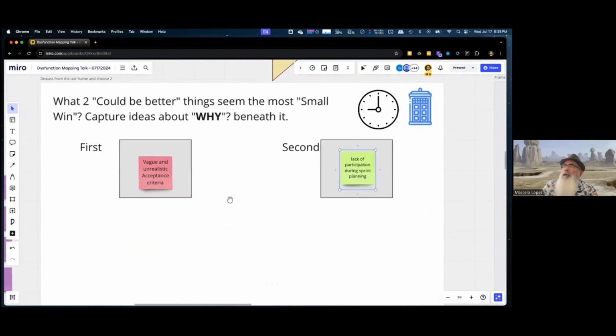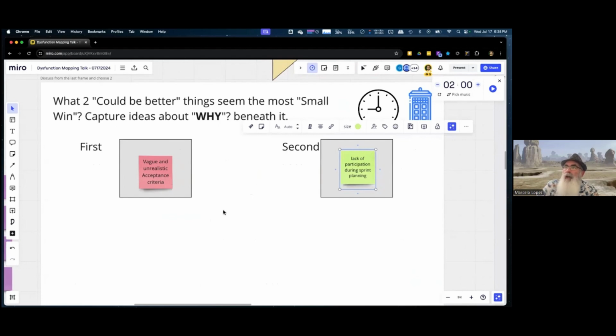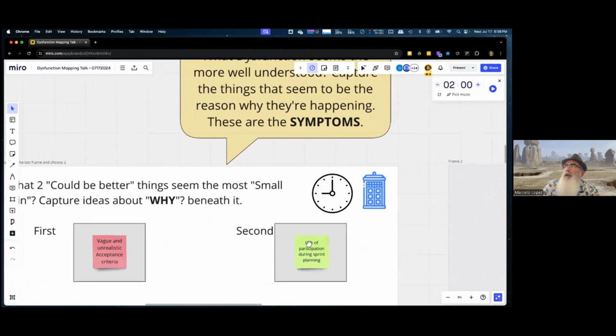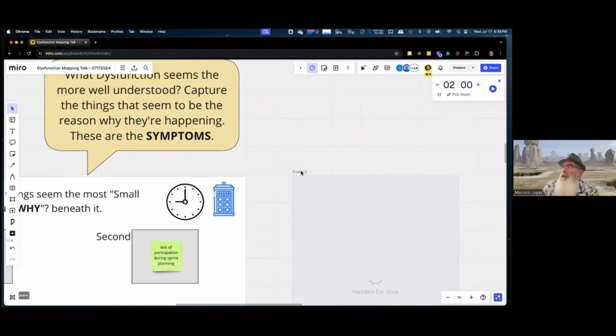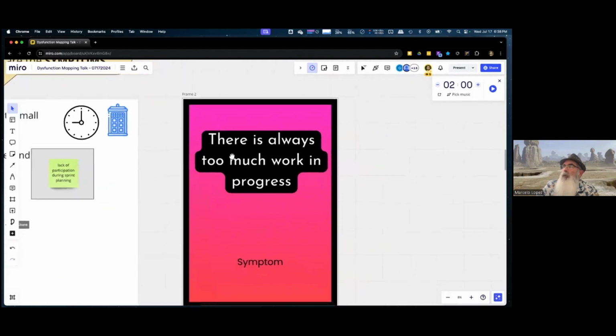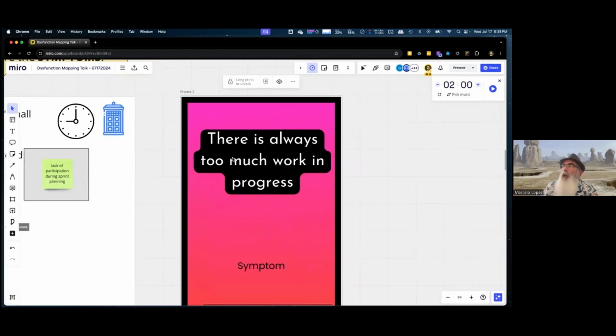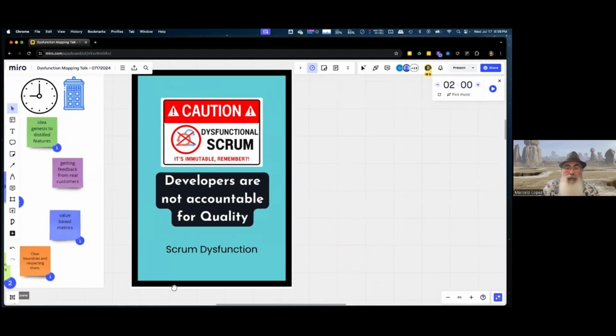Why? Because the next step of the exercise, and I'm going to give you 2 minutes to do, is capture some ideas of why this matters. Why does being clear and realistic about acceptance criteria matter to you? Why is this? In other words, things that seem to be the reason why they're happening. We call those symptoms. To give you an idea of what a symptom could look like, for example, this Scrum team that has a problem with their quality always seems to have too much work in progress in their backlog when they're working. So we want to know what's the symptom that could be why their quality is affected. Does that make sense to you guys?